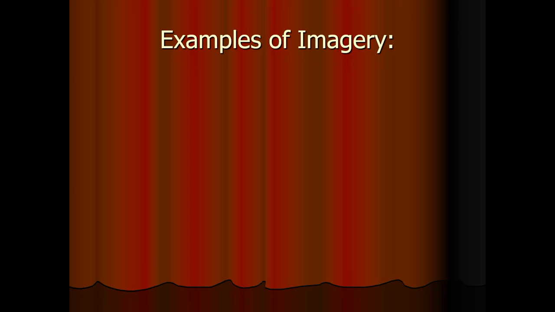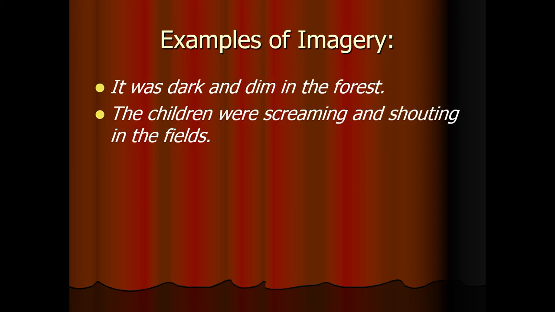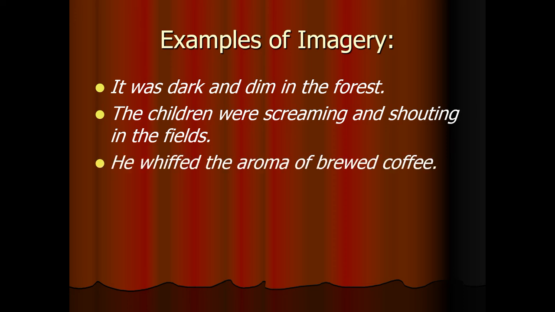So some examples of imagery. It was dark and dim in the forest. The children were screaming and shouting in the fields. He whiffed the aroma of brewed coffee. These bullet points aren't meant to go together, so don't try to read it as a story. Otherwise, that'd be a really weird story.